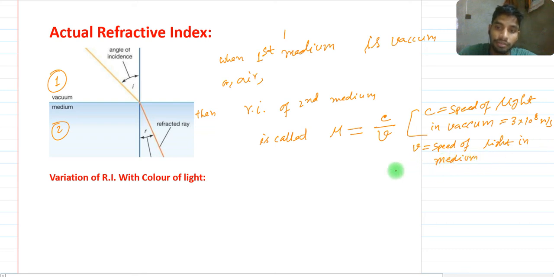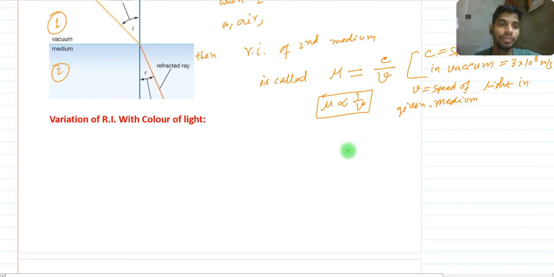Okay, in a given medium, this is called C by V, and C is always constant. We know the speed of light in vacuum is always constant. So you can write mu proportional to 1 by V, which is called the actual refractive index. And this actual refractive index also varies with the color of light, because here mu equals C by V. C is always constant. V equals, we know, nu lambda.